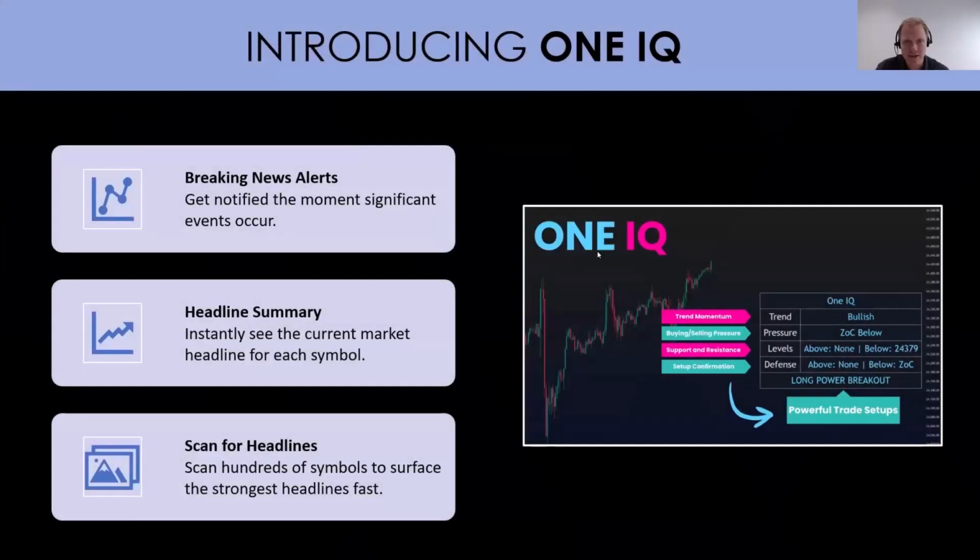This is what OneIQ does. It will give you breaking news alerts if a key setup, a powerful trade setup, is coming together. A setup where everything lines up, in line with the current trend. We pulled back to a key level or key zone, and there is a second line of defense. If all these things are coming together, OneIQ will alert you of these setups.